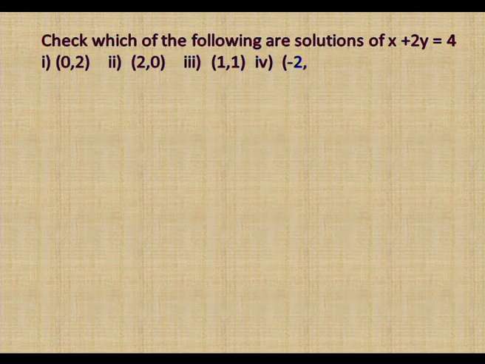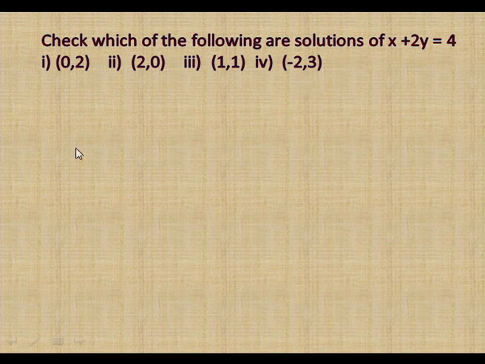Now, we have a question for you. Always the first value represents the x and the second value represents the y. That is the reason we call it an ordered pair. Now, here in this ordered pair, x is 0, y is 2. If this ordered pair satisfies that LHS, that is left hand side, is equal to right hand side, then you can say that that particular ordered pair is the solution of that particular equation.